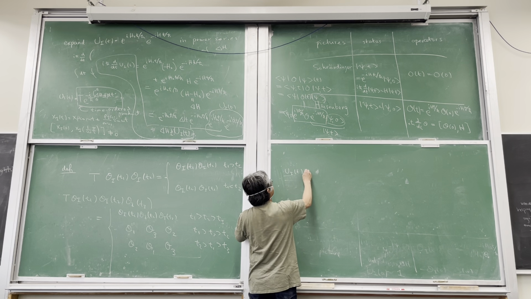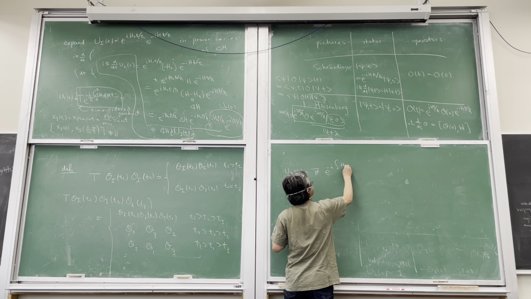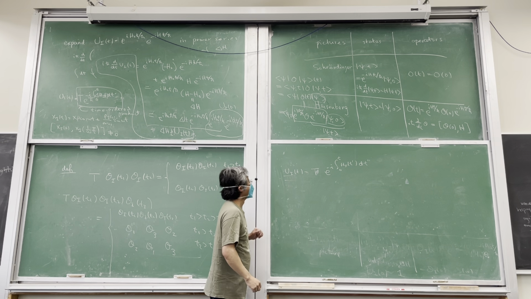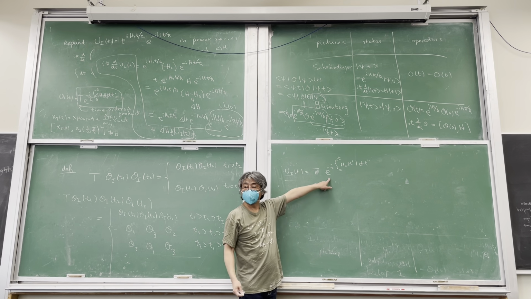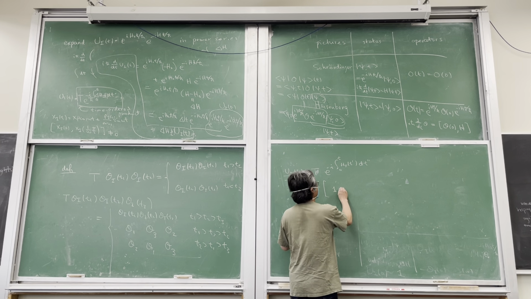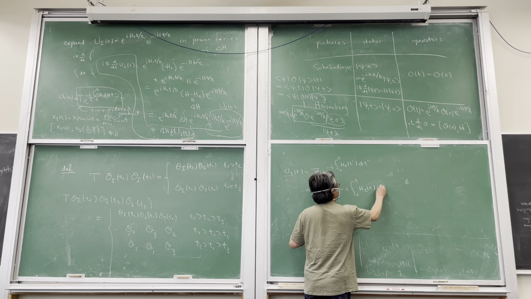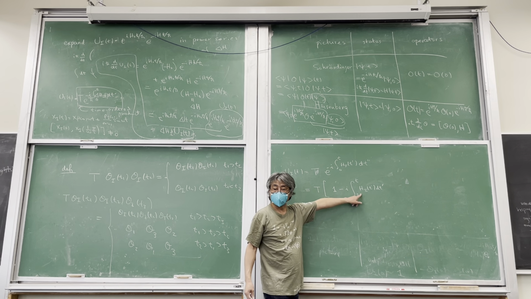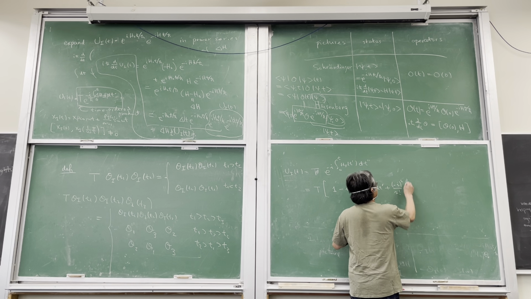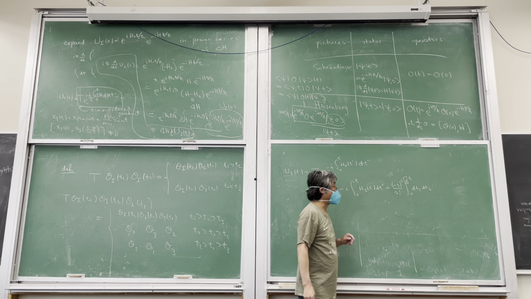U_I of t is the time-ordered product of this exponential. Then I start doing Taylor expansion of this exponential. And so far there's no issue about time ordering. And at this point, I have to start worrying about ordering.